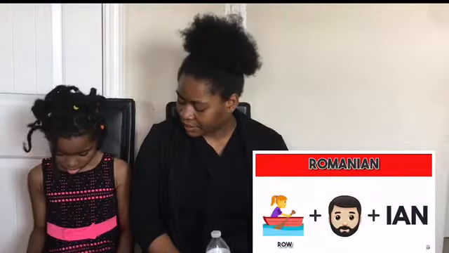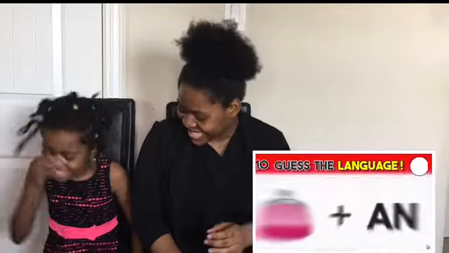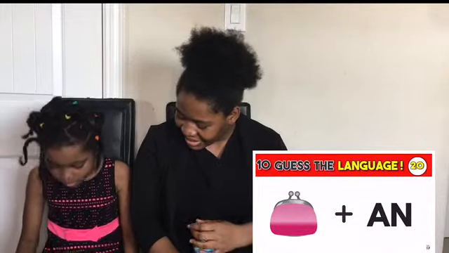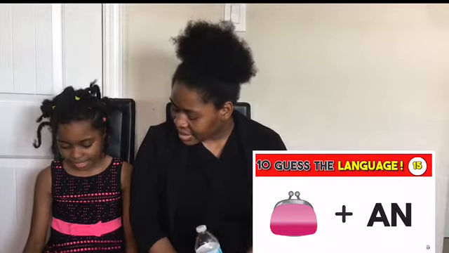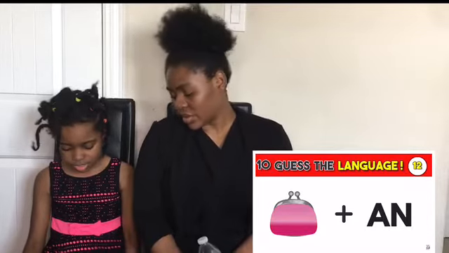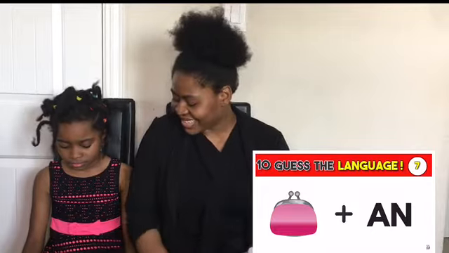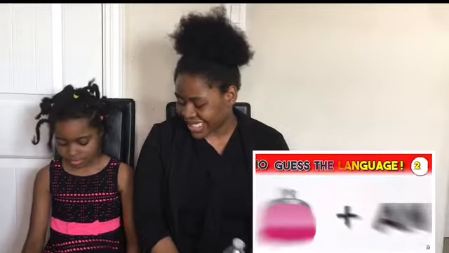Number 10. Guess the language. What does that have? My mom has one of those. What is it? I don't know. We have one that's brown. A bag? Isn't it like a little purse? Baggy. Of course it is. Baggy? Is that even a language? I don't know this one. Purse. Oh, purse. It sounds like parish.